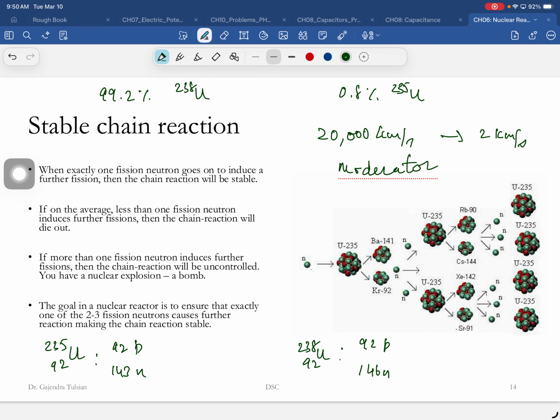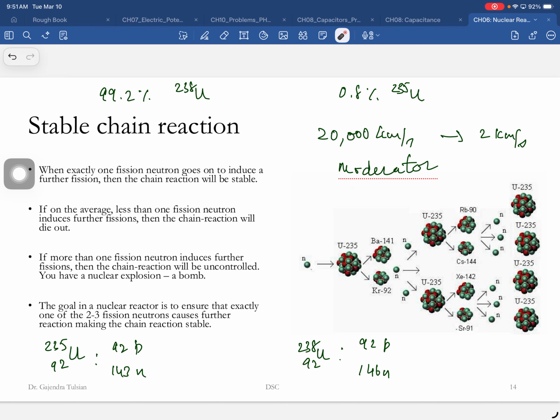What is your biggest concern about the nuclear reactor? You don't want more than one to cause a reaction. Okay? And you need to have some way of shutting down a nuclear reactor. How do you shut down a nuclear reactor? Think about rods, no? Well, yeah, but what does it do? In this picture, how do you shut down a nuclear reactor?